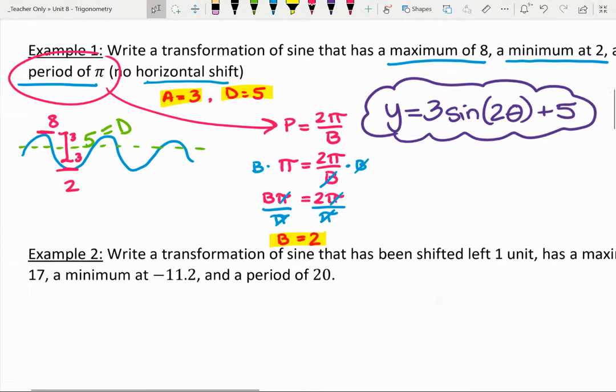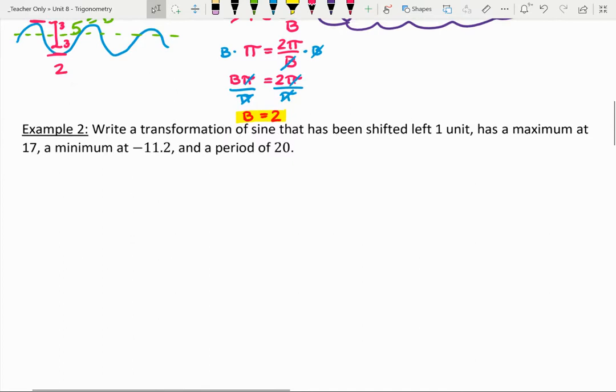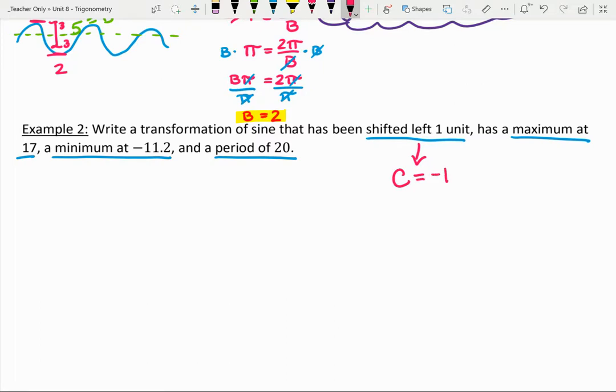Let's do another example. This one says write a transformation of sine that has been shifted left 1 unit, has a maximum at 17, a minimum at negative 11.2, and a period of 20. So we've got a little bit more going on here, some interesting things. First of all, shifting left 1 unit, that's a horizontal shift. So we know that our C value is going to be negative 1, right?